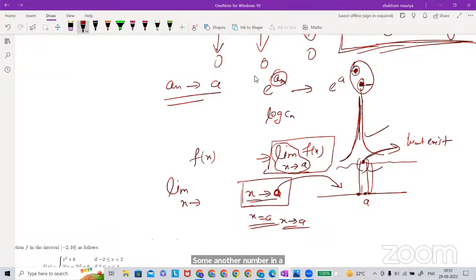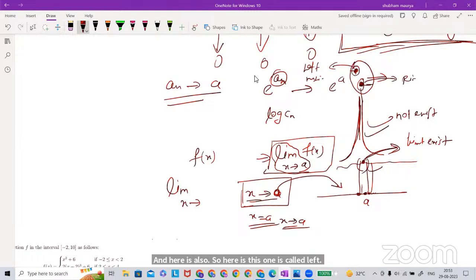So in this case you will say the limit exists. In this case, you will not say the limit exists. This is also limit does not exist, and here also. This one is called the left limit and this one is called the right limit. If left and right are both the same, like here, then you will say the limit exists. And if they are different, then you will not say so. So in this case also, limit does not exist.